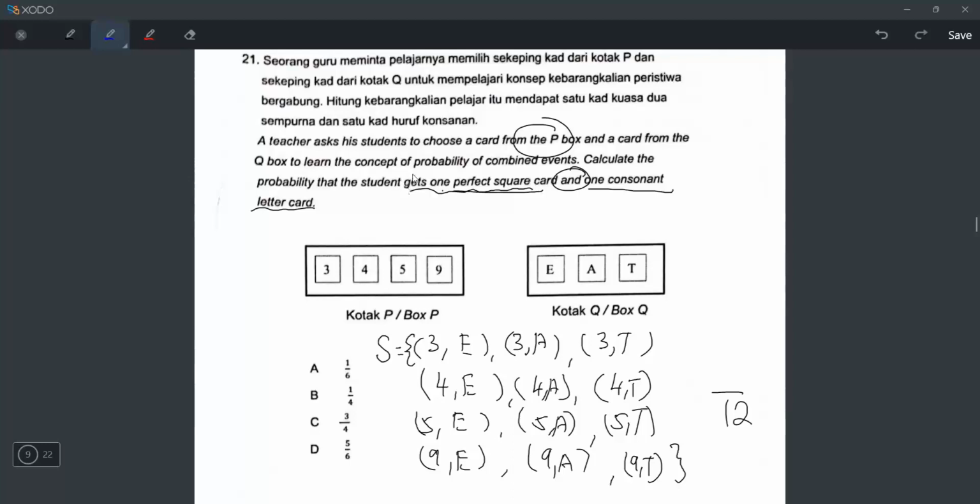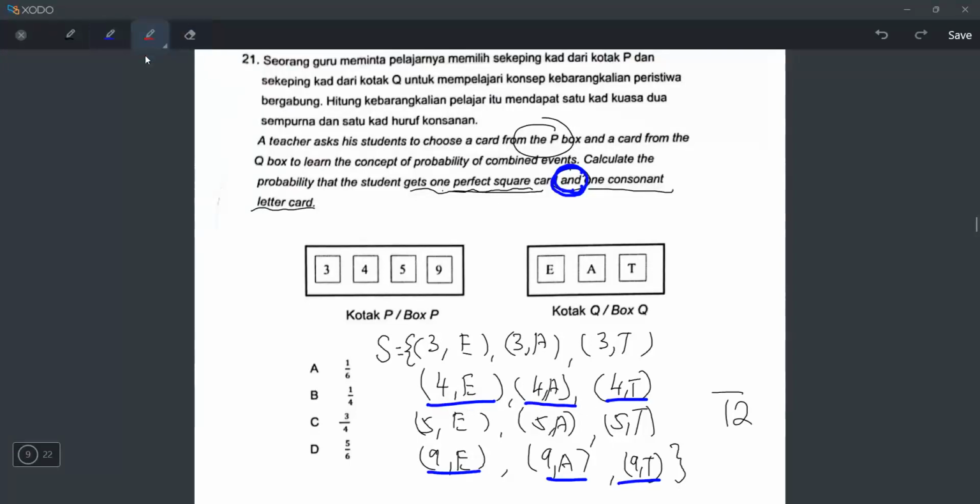Okay, what is the most important word here? The most important word here is the word and. Okay, the word and is very important. So how I do it is, I will use my blue pen to look for perfect squares. So which ones are perfect squares? 4E, 4A, 4T, 9E, 9A, 9T. Perfect square is a number that you can square root, and after you square root it, you get a nice answer. 3 also can be square rooted, but it gives a decimal, so we don't call it a perfect square. So it's only 4 and 9.